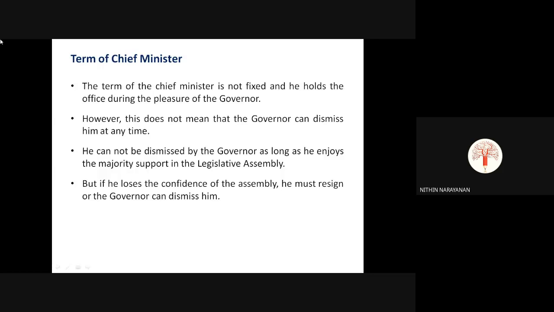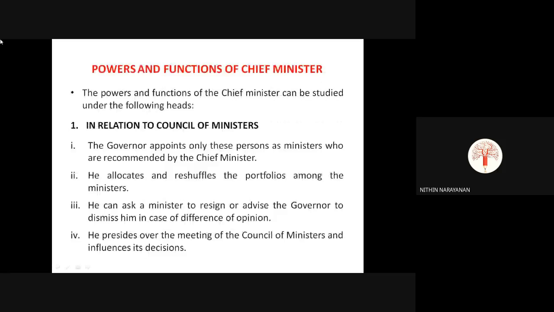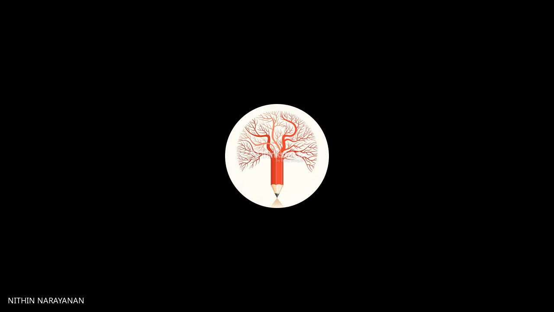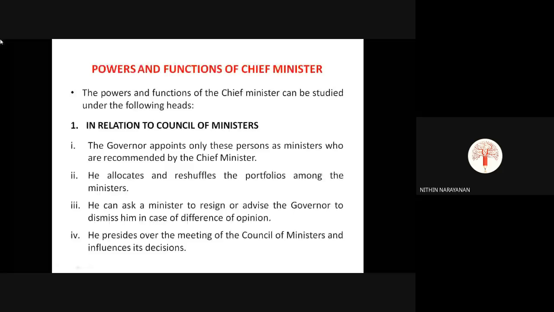Then powers and functions of chief minister. So like governor, chief minister is also, or chief ministers of the states are also having certain functions. The powers and functions of chief minister can be studied under the following heads. We have grouped them differently. Okay. First one, in relation to council of ministers.